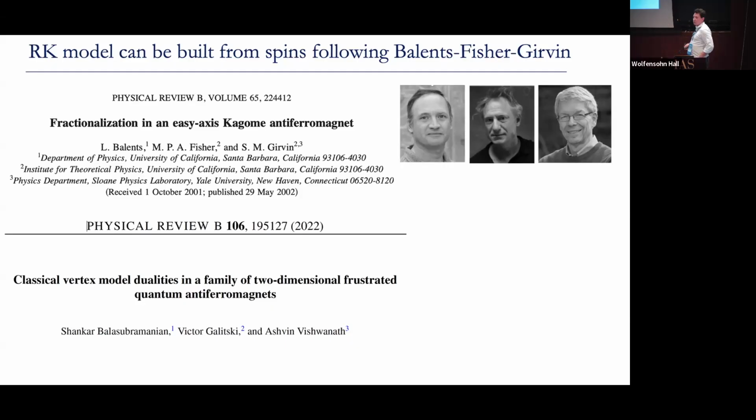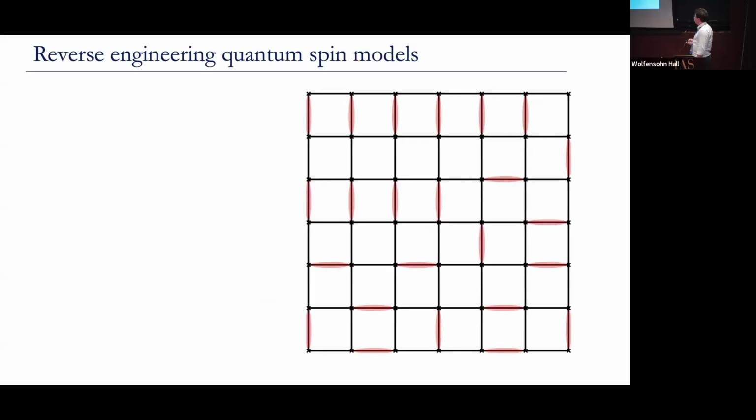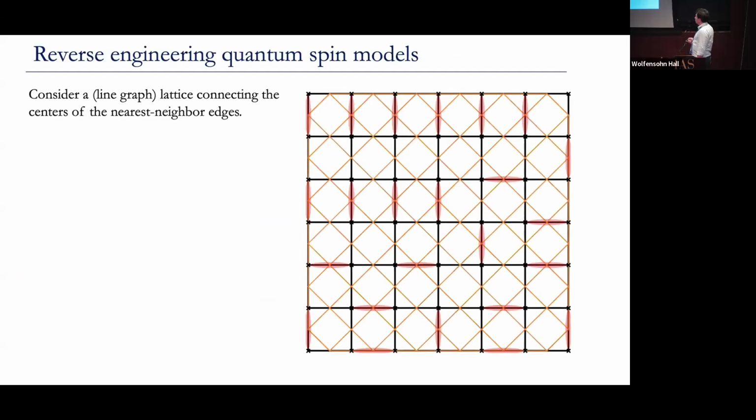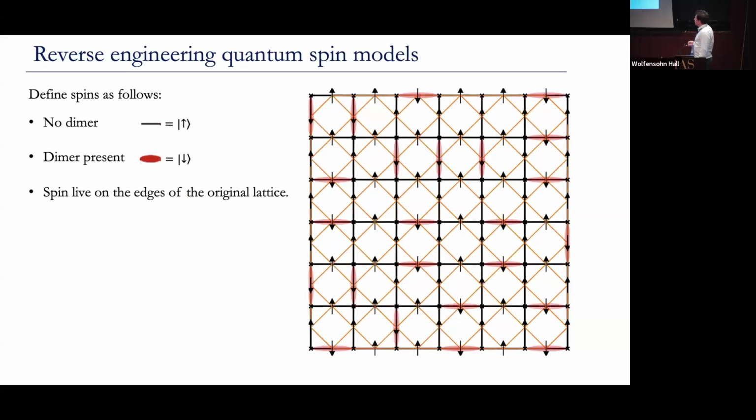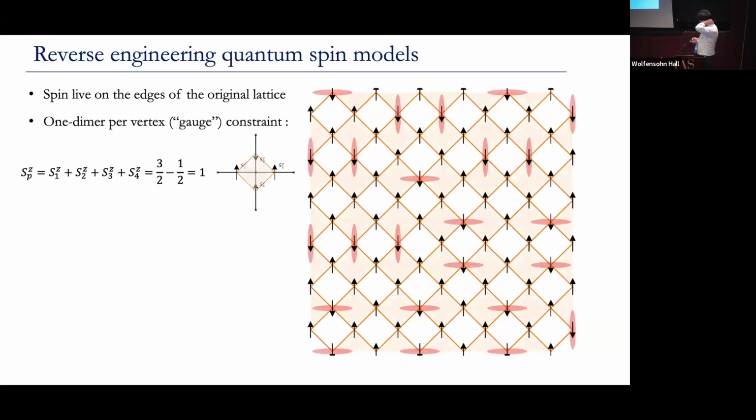And how it works is, let's say we have a square lattice and we cover it with dimers. So this is one dimer per vertex. Let's connect the centers of the nearest neighbor edges by lines, so you create sort of a line graph. And what we do is we simply assign: if there is no dimer, you say it's a spin up, and if a dimer is present, you say it's spin down, in which case it becomes a spin realization. And spins live on the edges of the original lattice, on this line graph. So you get this, and now this is just a mapping between dimers and up and down.